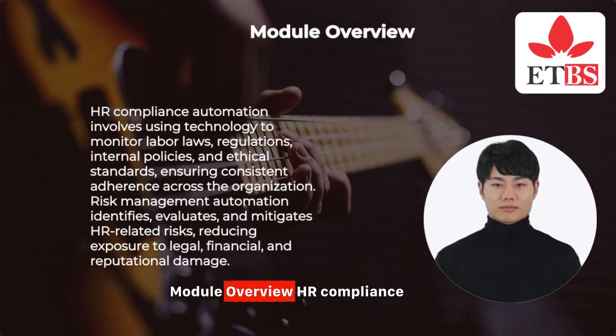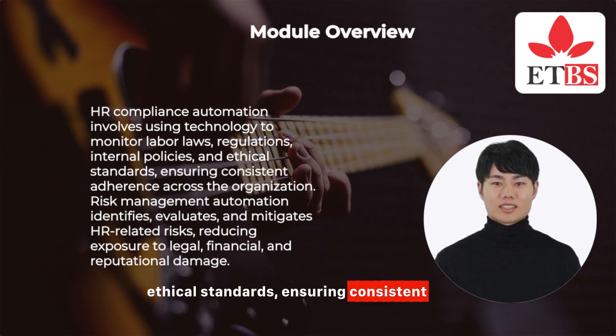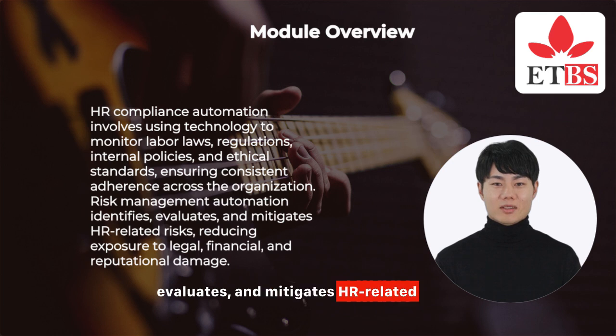Module Overview. HR compliance automation involves using technology to monitor labor laws, regulations, internal policies, and ethical standards, ensuring consistent adherence across the organization. Risk management automation identifies, evaluates, and mitigates HR-related risks, reducing exposure to legal, financial, and reputational damage.